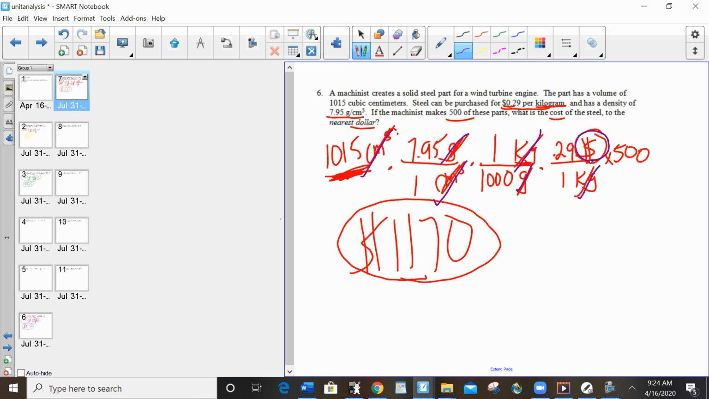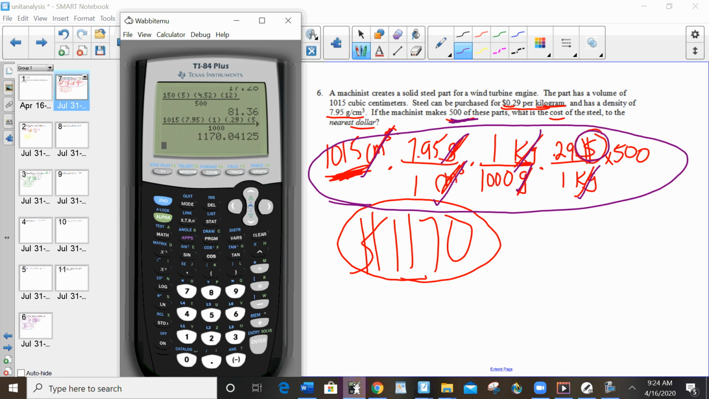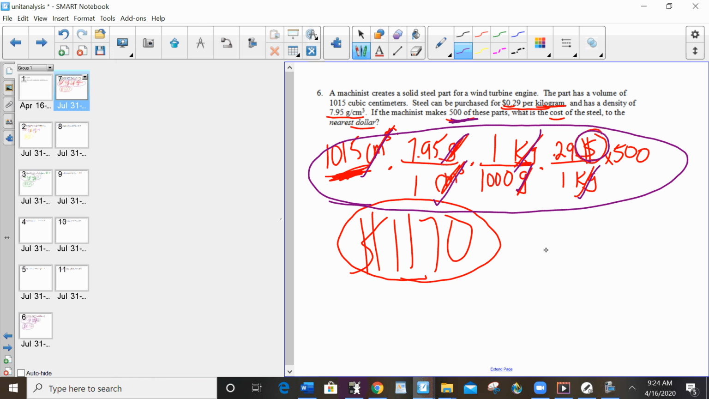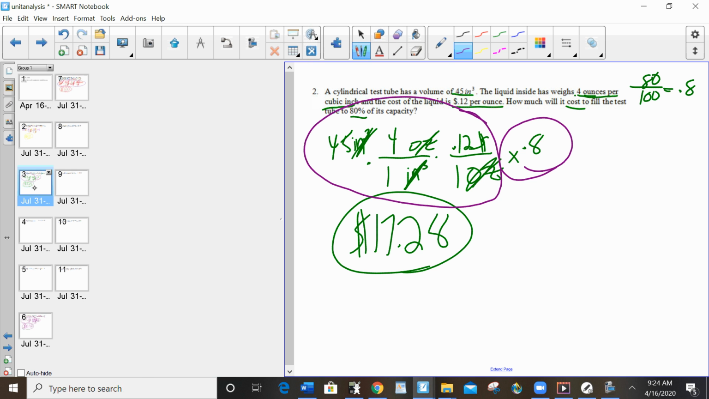Once I have that correct unit, I look to see if there's a quantity or a percent. There's a quantity of 500, so I multiply by 500. And then once I have this, I'm just going to type it into the calculator using alpha y equals enter, and my answer is going to be spit out. Again, if it's a percent, then you're making it into a decimal by dividing by 100. So whenever you see a percent, make sure you move the decimal 2 places or divide by 100. Other than that, it's the same as a quantity.